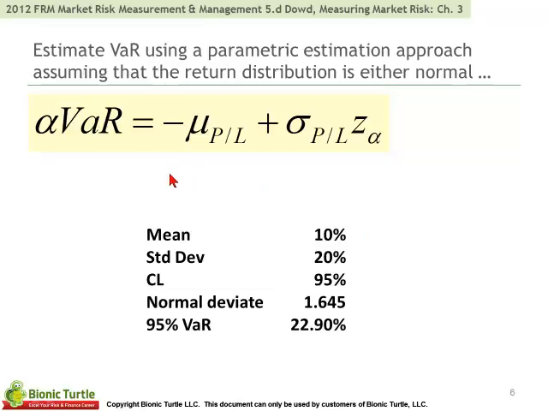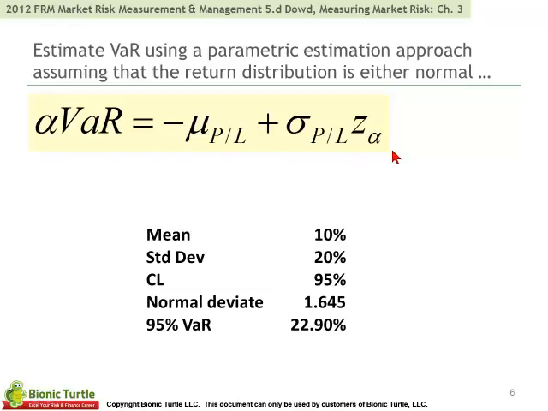Then we have estimate the VAR using a parametric estimation approach that assumes that the return distribution is normal. Okay, and so then we have what should be the familiar parametric normal VAR, which we could call delta normal VAR. And I will also say that despite the next slide, this is the one you should prepare for and expect. This is the one that 9 times out of 10 GARP's going to query on.